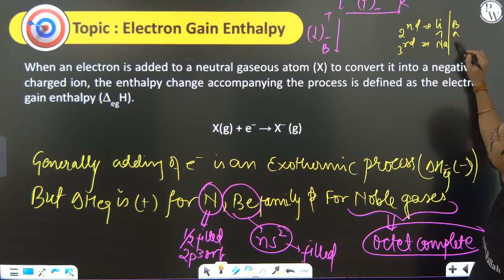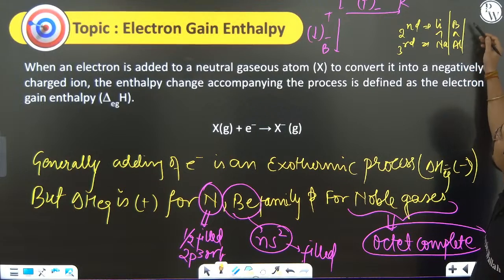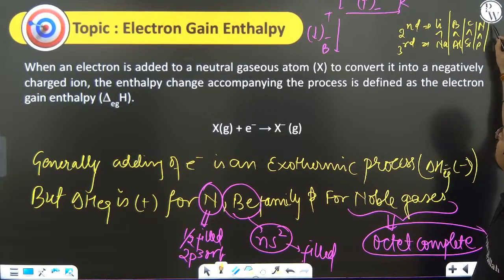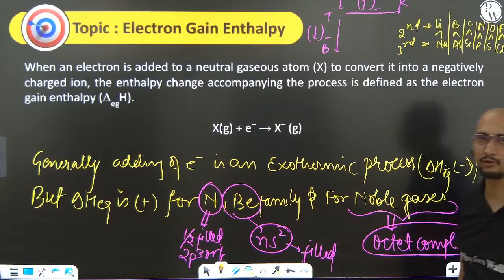Boron is less than aluminium. Next, carbon is less than silicon. Nitrogen is less than phosphorus. Then oxygen is less than sulfur. Fluorine is less than chlorine. So these are very important points you have to keep in mind.